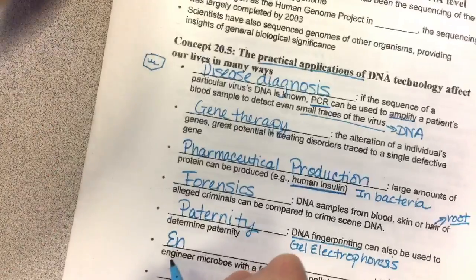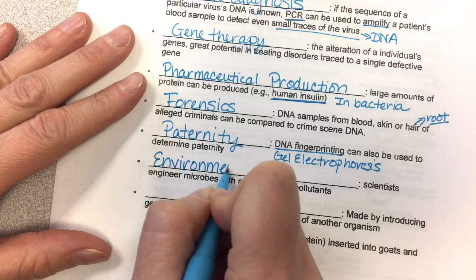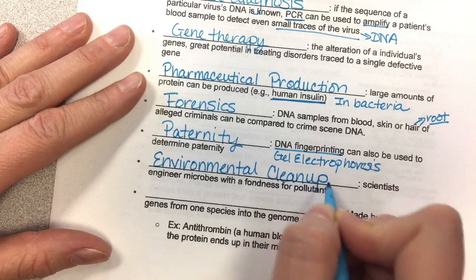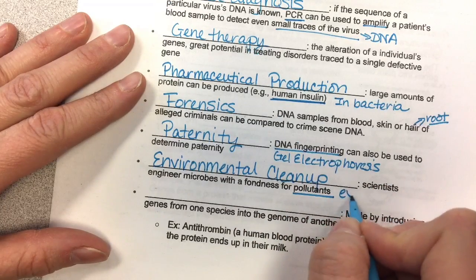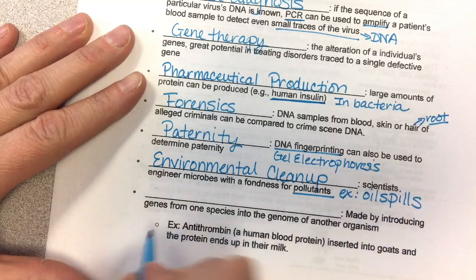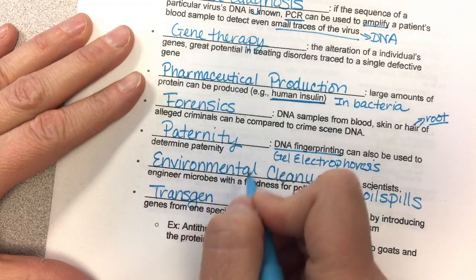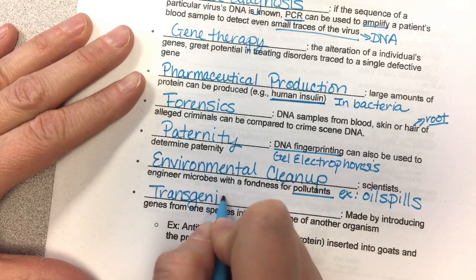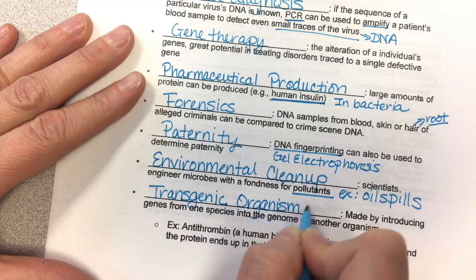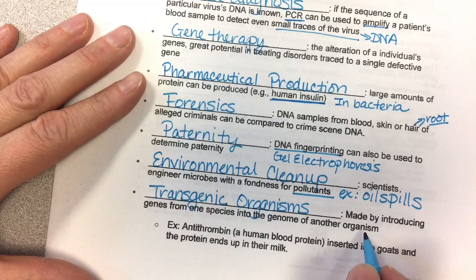Environmental cleanup. I've talked about oil spills and genetically engineering bacteria to make enzymes that can break down our pollutants. So I'll put here, example, oil spills. And then just in general, transgenic organisms. The bacteria that do this are also transgenic organisms. This is made by introducing genes from one species into the genome of another species.